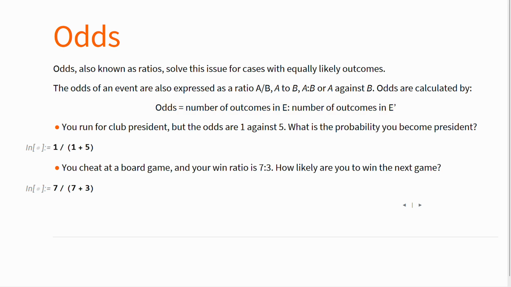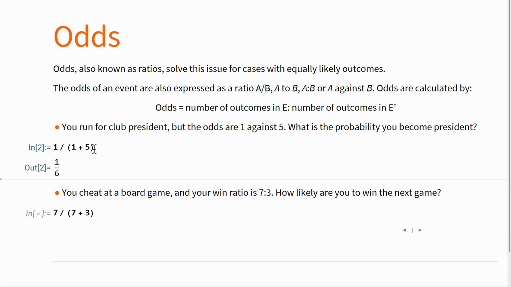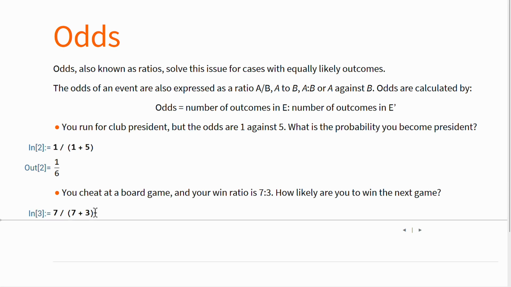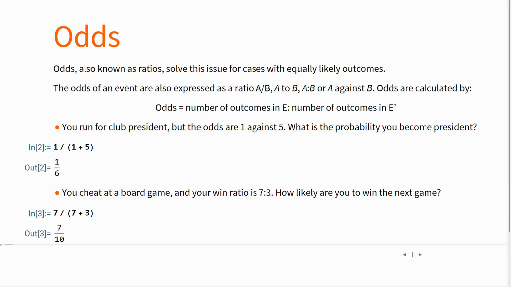Let's say you run for club president, but the odds are 1 against 5, so against you. If you add 1 plus 5, you get 6, and so your probability of winning is actually 1 over 6. If you cheat in the game and your win ratio is 7 to 3, how likely are you to win? You win 7 times and you lose 3 times, so the total is 10, and so your probability is 7 over 10, or 70%.